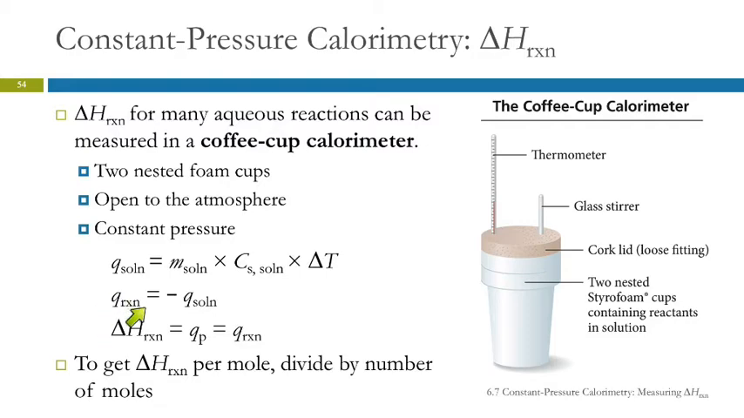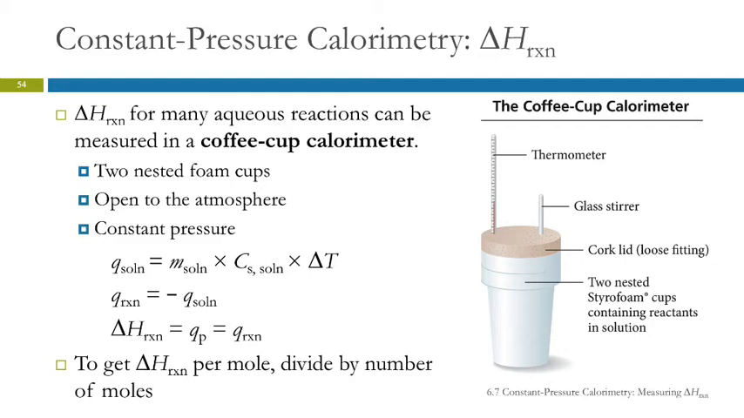So Q reaction is negative Q for the solution. So if I have a chemical reaction going on in there and the temperature goes up, why did the temperature go up? Where did the energy come from? It came from the chemical reaction, right? The chemical cold pack, right? You mix it together and it gets cold. How does it do that? It's absorbing energy from the surroundings. The chemical reaction is not the cold pack. That's occurring inside the cold pack. But it's absorbing energy from the other parts of the cold pack.